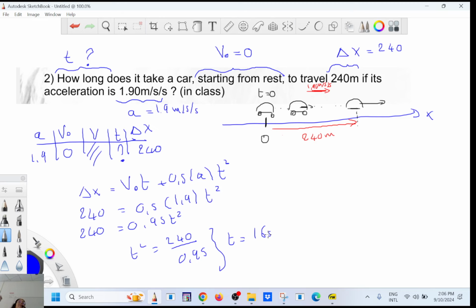Okay? So you have two solutions, positive and negative, but in physics, so far, they didn't find a way to go back in time. So there is no negative time. So it has to be positive. Velocity can be negative, but time, no. Unless you prove Einstein wrong and you get a Nobel Prize.